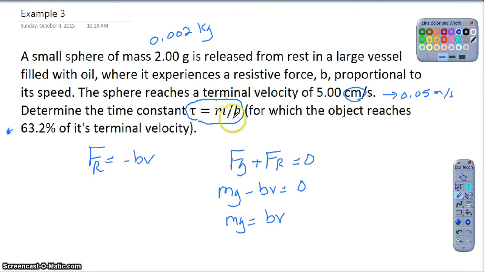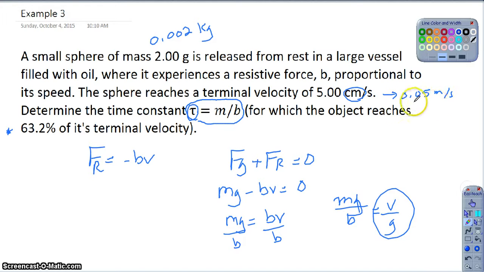Now what I do want you to notice is rather than solve for b and then plug in the mass, we could actually do this all at once right now. I've defined this tau as m over b. Well, couldn't I just rearrange this equation as m over b? Right? If I take both sides and divide by b, then I get mg over b equal to v. And then if I take both sides there and divide by g, then I would get m over b equals v over g.